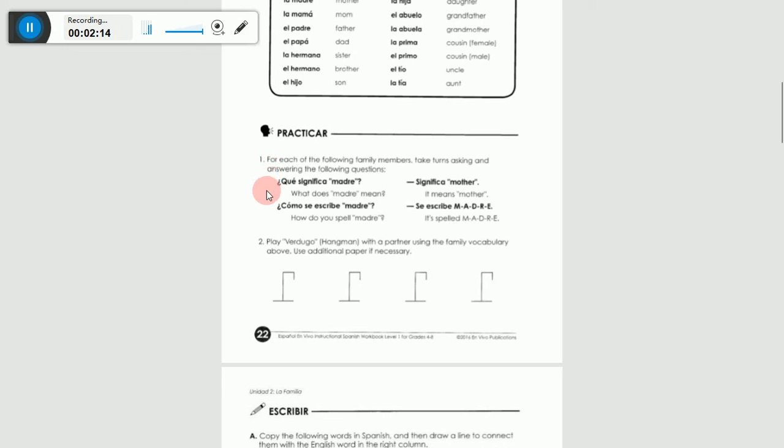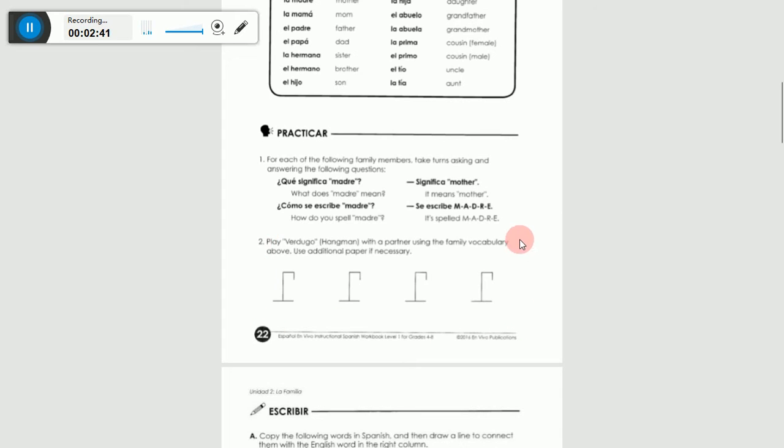Let's practice the pronunciations. ¿Qué significa madre? Significa mother. ¿Cómo se escribe madre? Se escribe M-A-D-R-E.